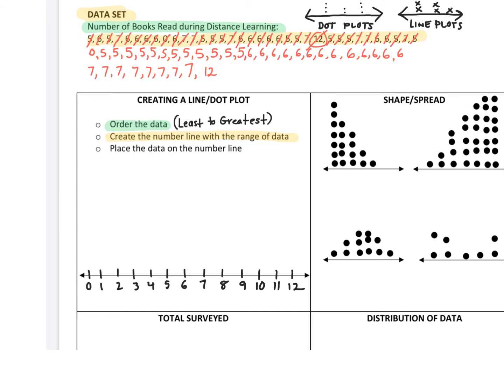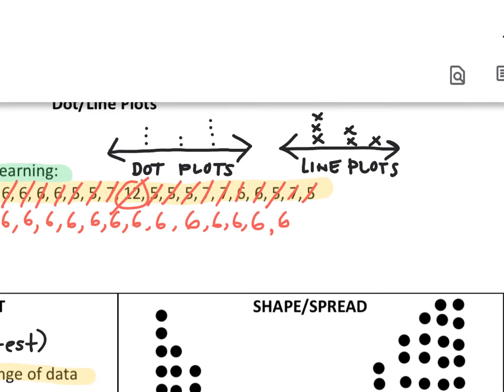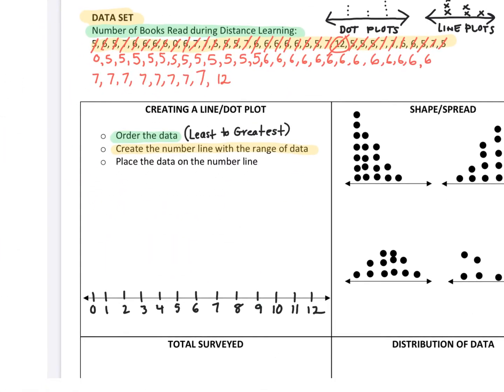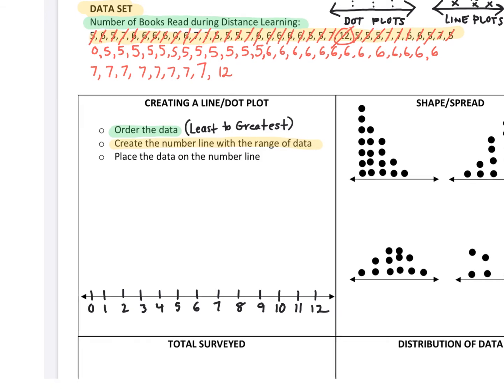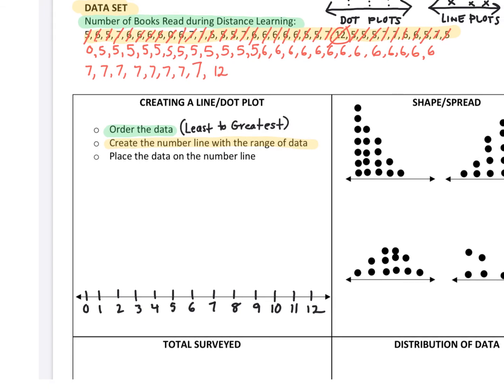Now we can do a dot plot or a line plot. I don't care. Remember, a dot plot has dots, a line plot has X's. I'm lazy, so I'm going to do dots, if that's okay with you guys. All right. So I like to use my highlighter because it helps me. You can use yours if you want. I have 1 zero. Therefore, I'm going to get my pencil and put 1 dot on 0. Okay, there we go.